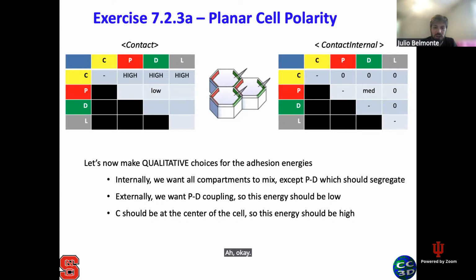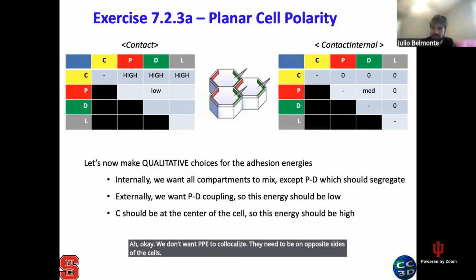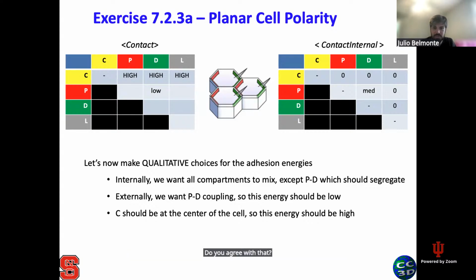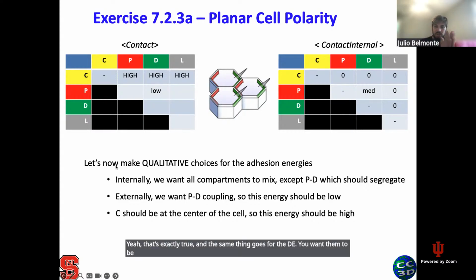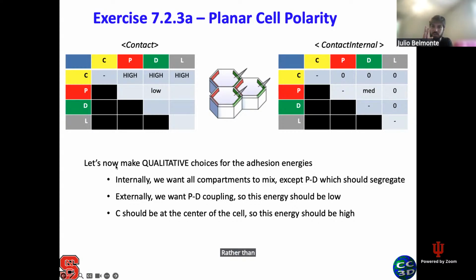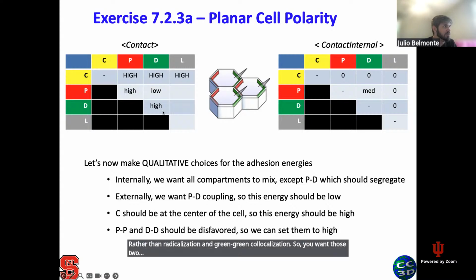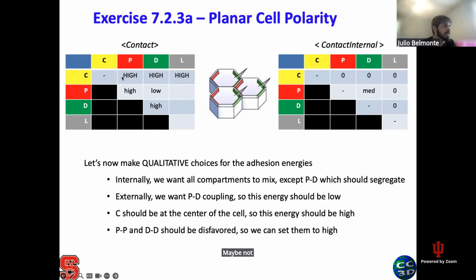Okay. We don't want PP to colocalize. They need to be on the opposite sides of the cells. Do you agree with that? Yeah, that's exactly true. And the same thing goes for the DD. You want them to be high because you don't want to have red and red colocalization and green colocalization. So you want those two terms here to be high. Maybe not as high as the cytoplasm and the other ones, but it should be relatively high. Do you agree? Does this make sense?